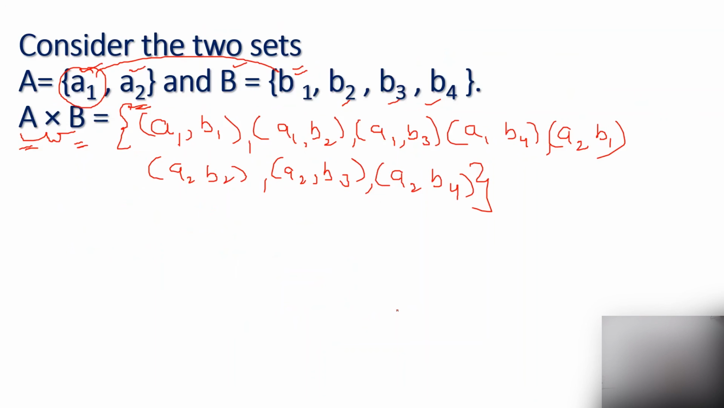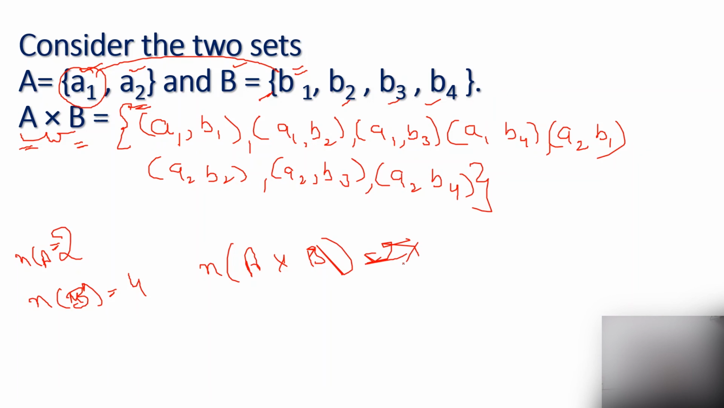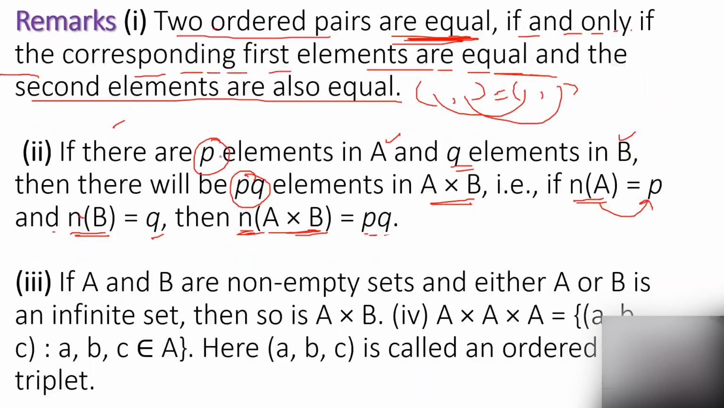And from the previous one we can also observe there were two members in set A and four members in set B. So their product must have 2 into 4, that is 8 elements. And we can check: 1, 2, 3, 4, 5, 6, 7 and 8. Therefore, p into q.